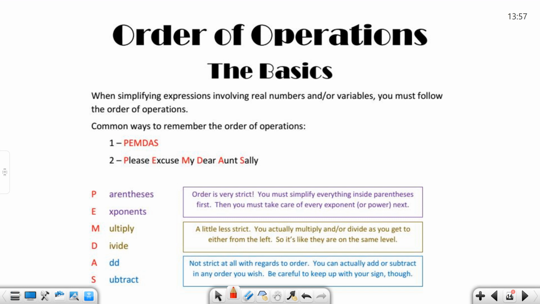You can actually add or subtract in any order you wish, but be careful to keep up with your sign, though, right? If you're adding or subtracting, same sign you add, keep the sign. Different signs you subtract, keep the sign of the larger. So keeping track of your signs is very important when you're adding and subtracting, but the order that you do it in is not important.